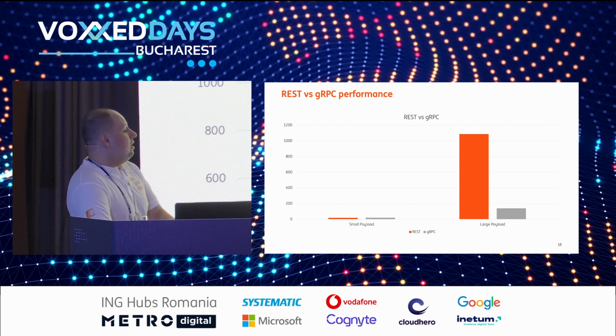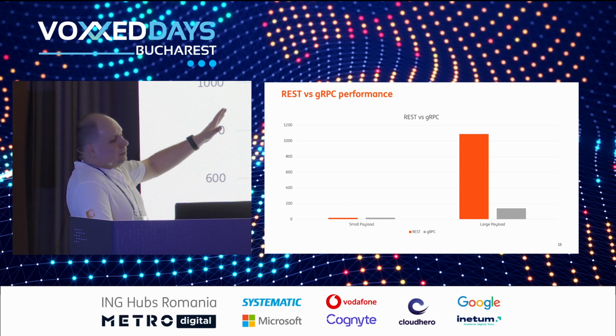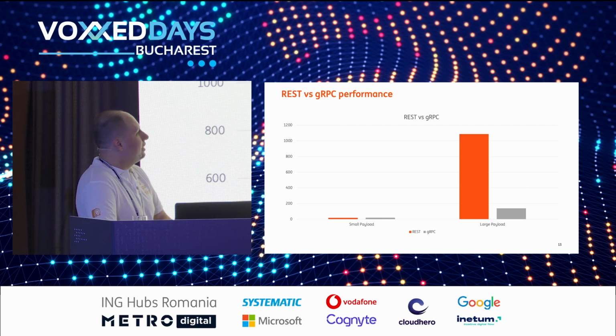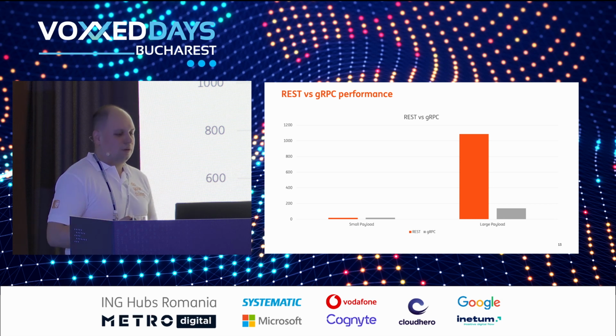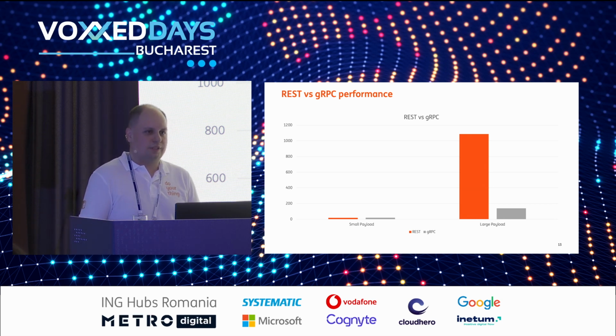And as you can see, using the REST API, the messages were sent in around 1 second, 1.2 seconds, something like that. Whereas with gRPC, we actually managed to send back the messages in less than 200 milliseconds. So it's much, much faster. Of course, you need to take into account some things when you are building a gRPC API.